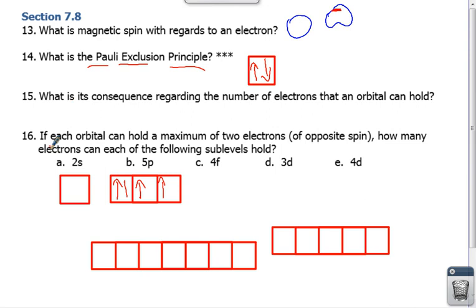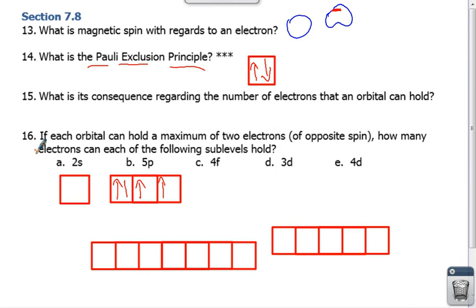If each orbital can hold a maximum of 2 electrons, how many electrons can each of the following sublevels hold? I think we're pretty good, like s can hold 2. How many can the 5p hold? 6. Now here's a trick question. How many electrons can a 5p orbital hold?